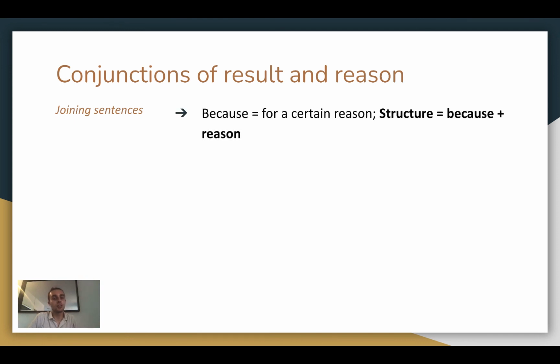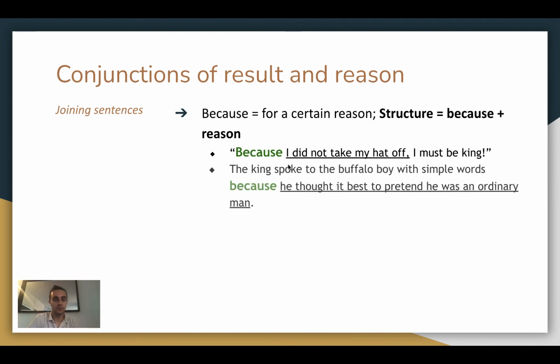So one conjunction is because, it means for a certain reason. So oftentimes the structure is because plus the reason for something, right? So because I did not take off my hat, I must be king, the buffalo boy says. Because the reason I did not take off my hat, that's the reason that I must be king. The king spoke to the buffalo boy with simple words, because he thought it best to pretend he was an ordinary man, right? So because he thought it best to pretend he was an ordinary man, the king spoke to the buffalo boy with simple words, right?